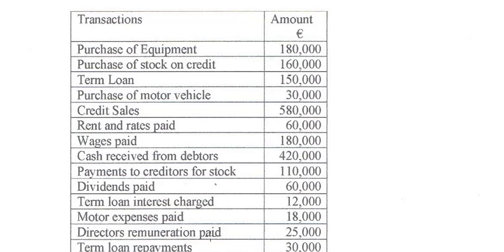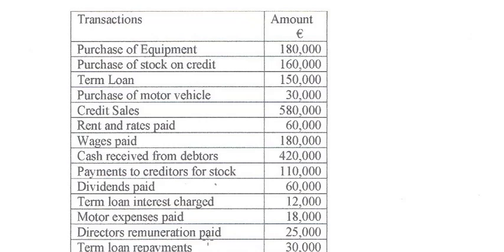Okay. The next one is a term loan. So money was borrowed by the company, 150,000 at some time. We'll probably see some other transactions in relation to this loan, like how much interest was charged by the lender, and how much repayments were made during the year. So we'll have a look at that loan. Next thing that happened was the purchase of a motor vehicle for 30,000, and again we'll assume that was paid for.